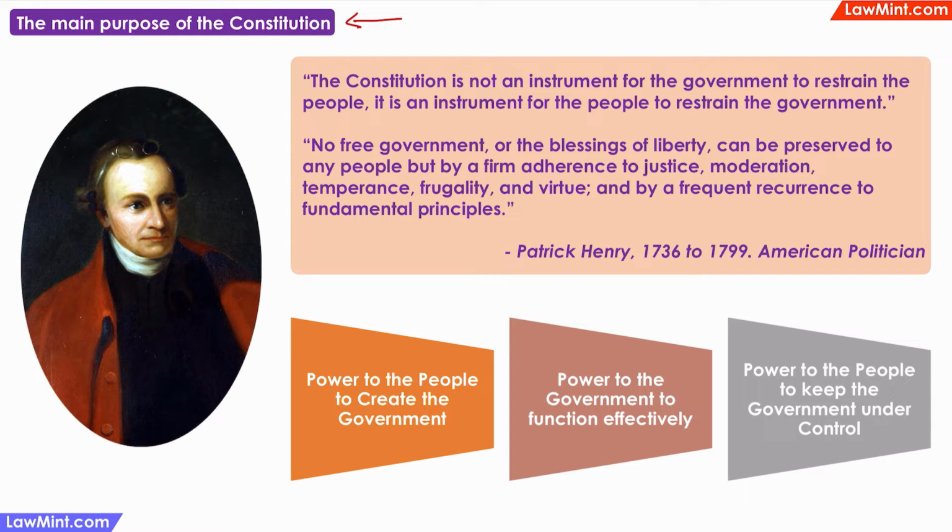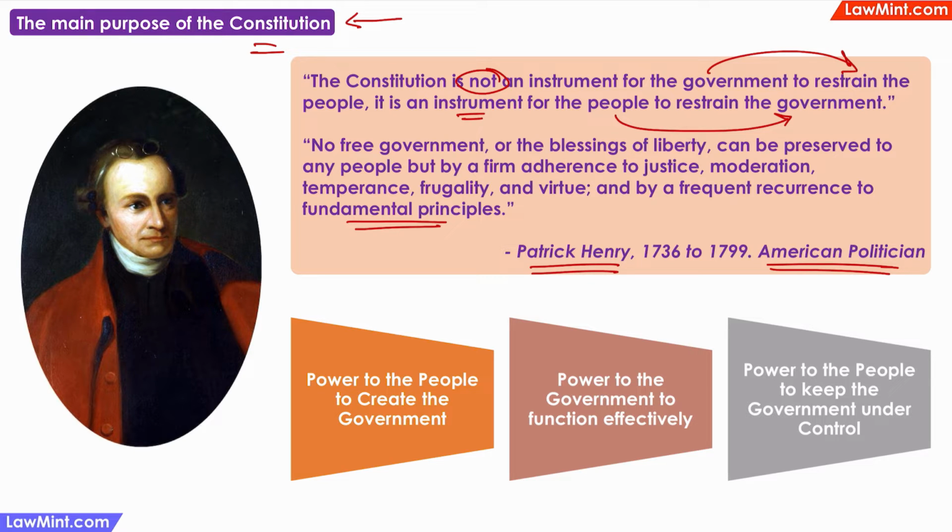What is the main purpose of the Constitution? This was probably best explained by Patrick Henry, who was an American politician and one of the founding fathers of the United States. He said that the Constitution is not an instrument for the government to restrain the people. It is an instrument for the people to restrain the government. He meant that a free government, that is, a democratic government that is working for the people, can be maintained only by frequently referring to or following a few fundamental principles, such as how the government should function, what powers it has, what powers it can exercise, and how. And these fundamental principles or basic principles are given by the Constitution.